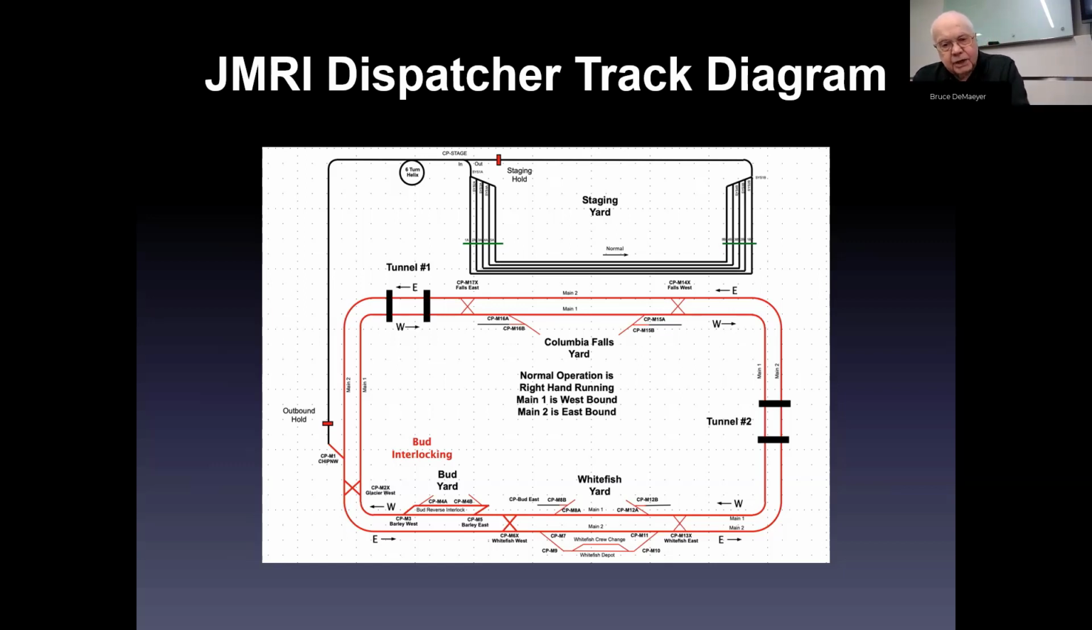Okay, and then I have 3 yards. I have the Bud yard, I have the Whitefish yard, and I have the Columbia Falls yard. And I have a huge interlocking that's at the beginning that's called the Bud interlocking. And the purpose of that is to allow trains coming out of staging to go either direction on main 1 or main 2, go east or west. It's complicated.